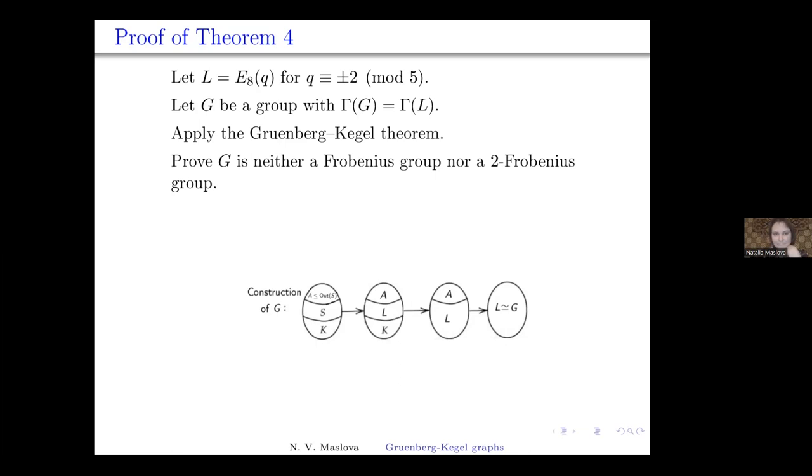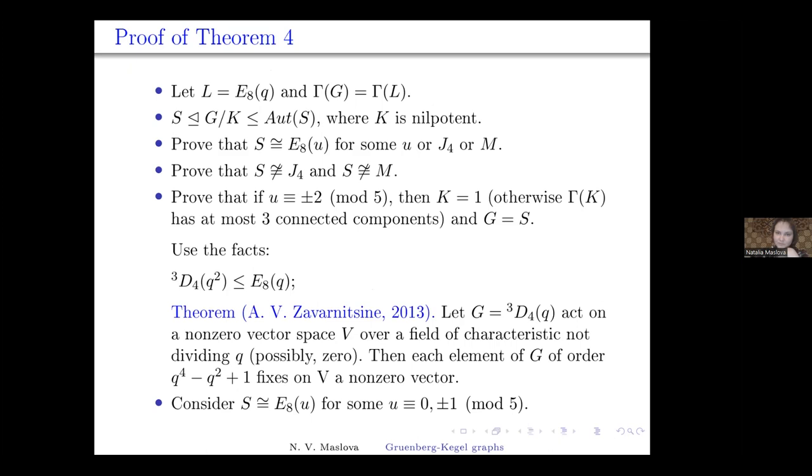And first of all, we can make some restrictions to possibilities of S. We prove that S is either one of two well-known sporadic simple groups, or S is EHQ U for some U. And then we exclude these finite simple sporadic groups using some group theoretical properties, and I don't discuss this here. And then we consider two cases.